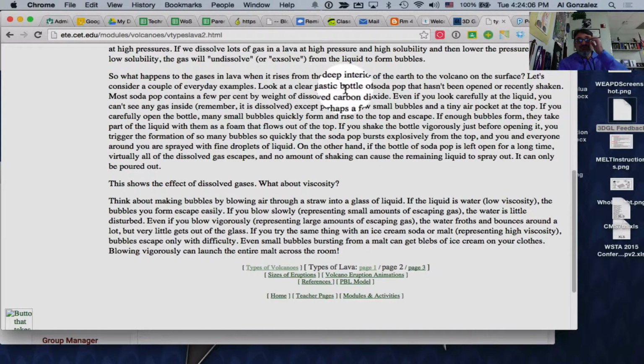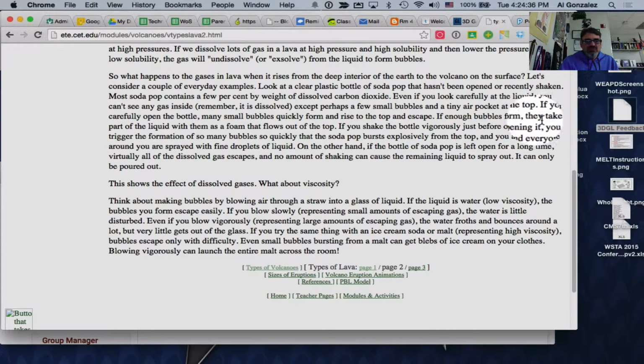Look at a clear plastic bottle of soda pop that hasn't been opened or recently shaken. Most soda pop contains a few percent by weight of dissolved carbon dioxide. Even if you look carefully at the liquid, you can't see any gas inside. Remember, it's dissolved, except perhaps a few small bubbles and a tiny air pocket at the top. If you carefully open the bottle, many small bubbles quickly form and rise to the top and escape.